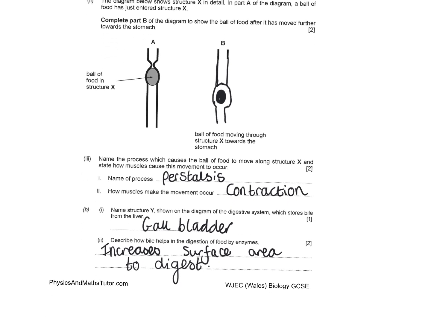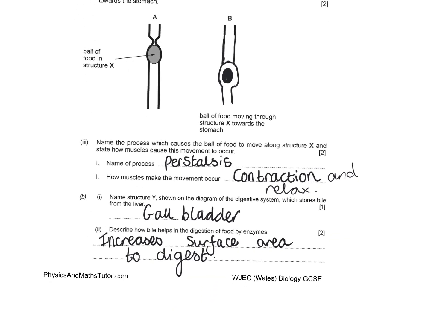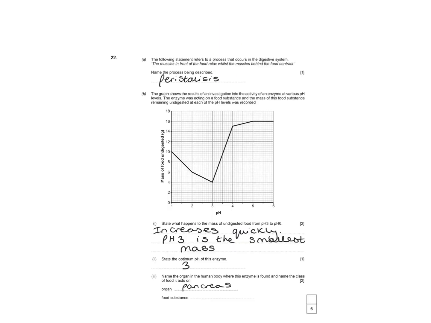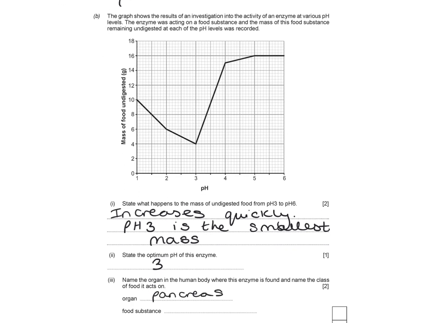Name the process, peristalsis. How muscle contractions occur, they contract and then relax, okay? State the name of structure Y, and it stores bile, that's the gallbladder. You can see that question comes up all the time. Describe how bile helps affect the digestion, increase the surface area to digest. These kind of questions come up all the time. Name the process in which food moves through the digestive system, peristalsis.